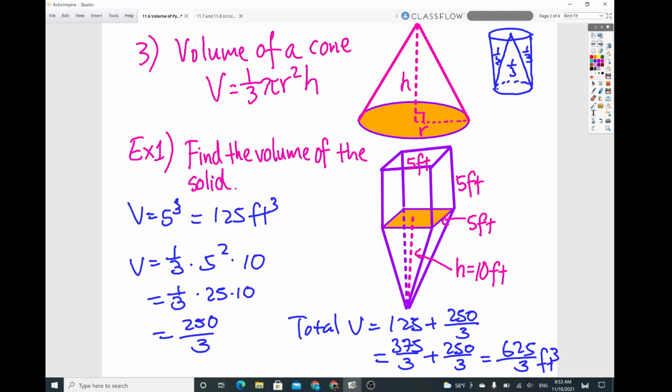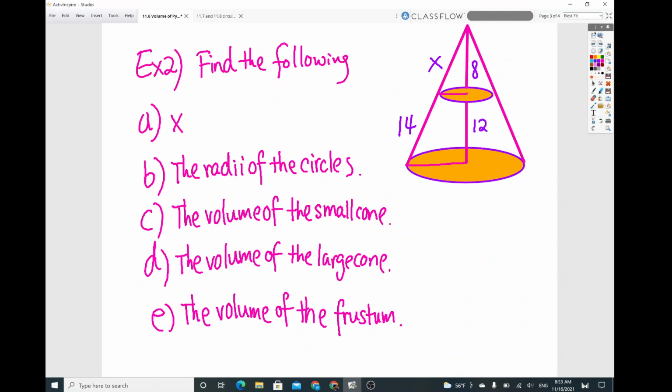Okay, so now let's see what else we have right here. Find the following: x, the radii of the circles, the small radius and the outer bigger radius, the volume of the small cone, the volume of the large cone, and the volume of the frustum. The frustum is just the lentil right here, so we'll get to that. Let's just solve for x first.